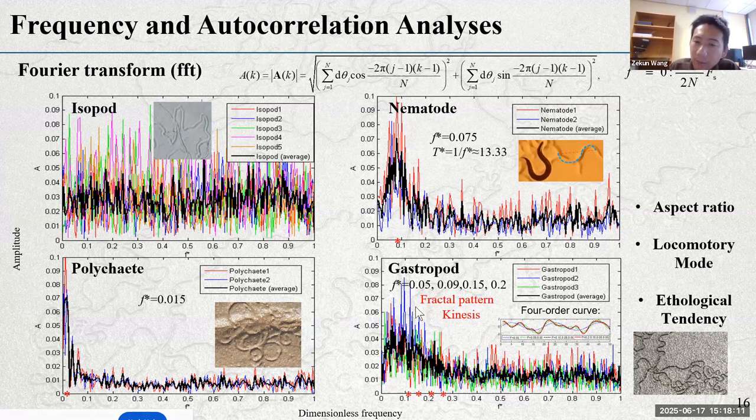So kinesis means frequently changing moving directions or moving speed in response to the change in the density of stimuli. So this is an ecological tendency characterized by the grazing organisms or those detritus feeders, because they need to produce a space filling curve to enhance their foraging efficiency.